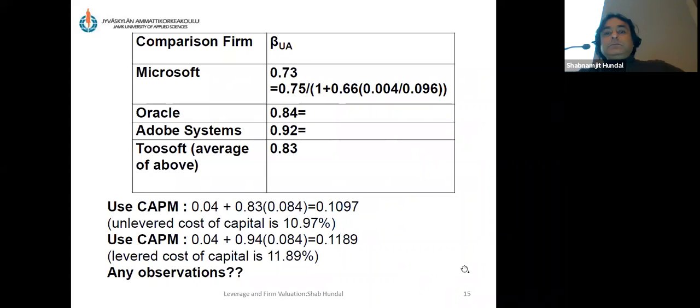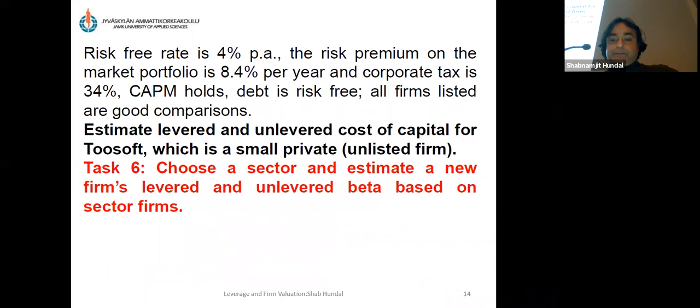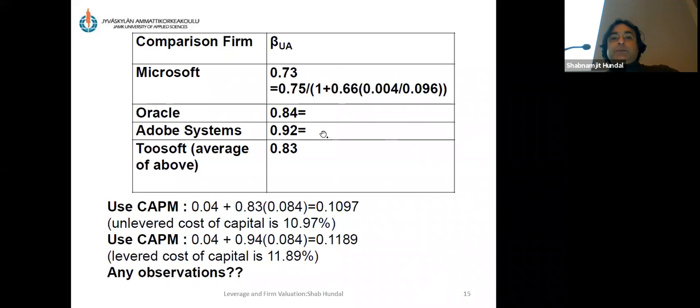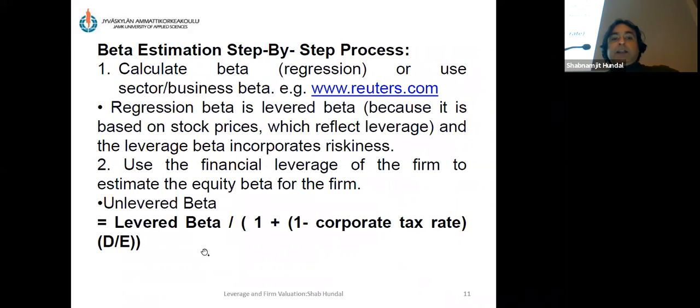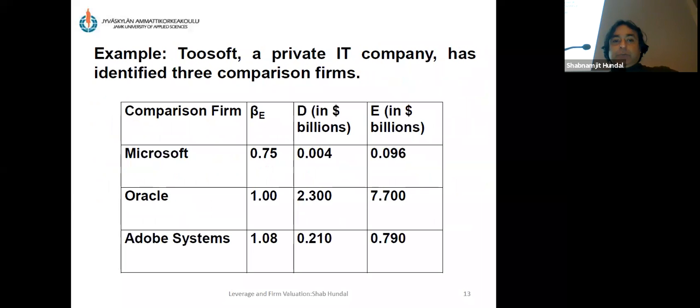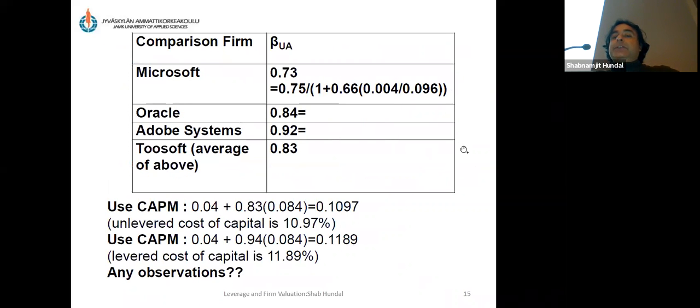So you can see this formulation: Microsoft, Oracle, Adobe Systems. Can you see what I've done here? I was given Microsoft's levered beta, which was 0.75. What I did was use this formula: unlevered beta is equal to levered beta divided by, and all these things. Remember we discussed last week, right? I applied this formula here, and I get the unlevered beta of Microsoft, 0.73. Now, please somebody tell me, what is the interpretation of unlevered beta? Your levered beta for Microsoft is 0.75, the unlevered beta of Microsoft is 0.73. What does it mean?